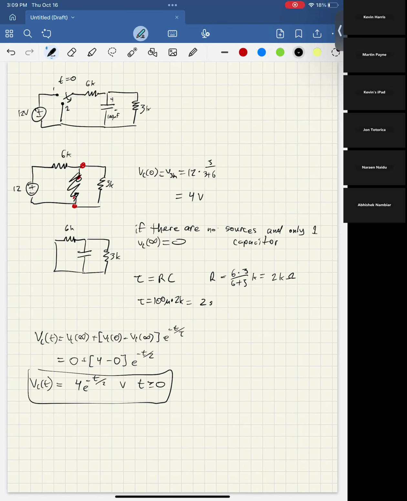I'll do 2 more of these. And this next one I'll do will not have the time at infinity voltage be 0. Yeah, sure, I'll do this one. Okay.